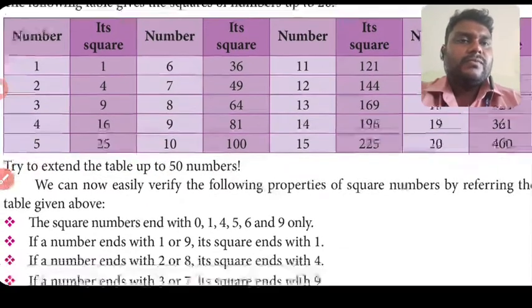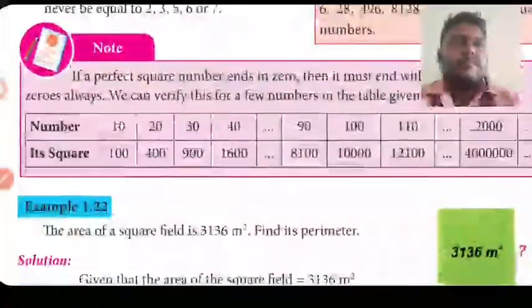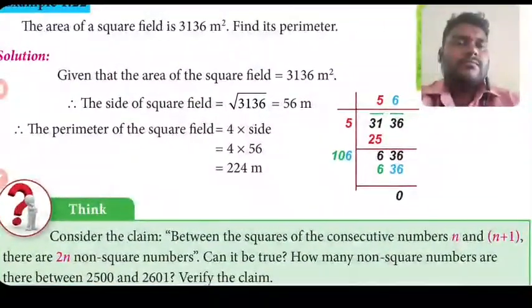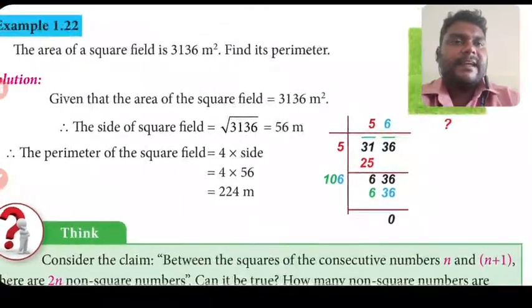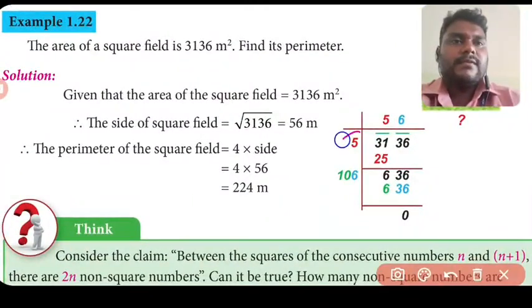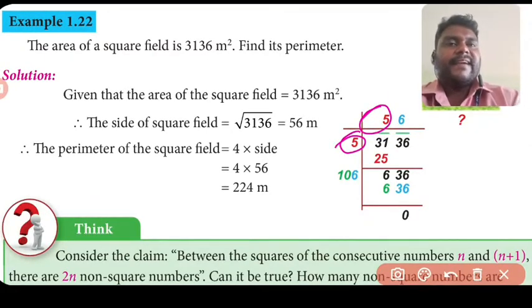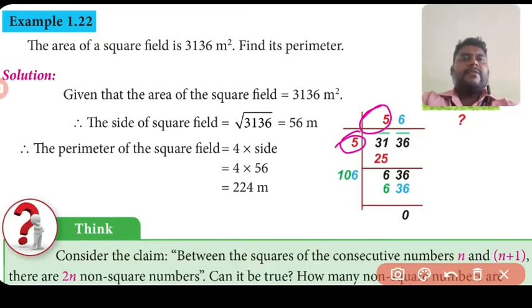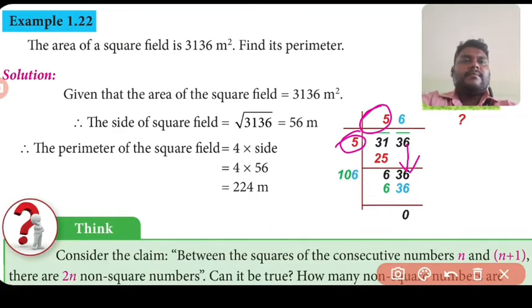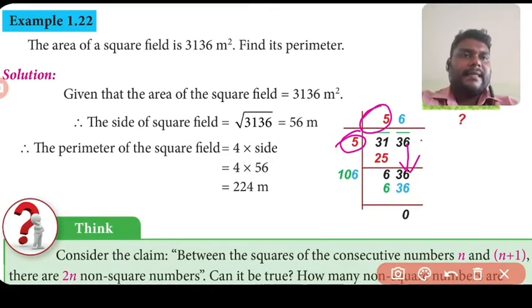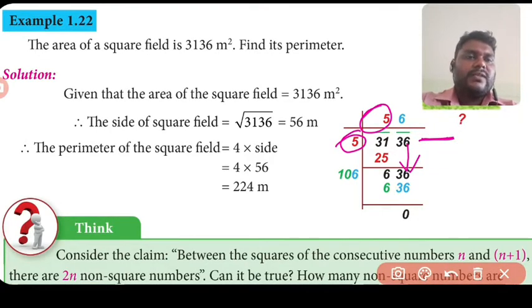5 fives, I write here 5. So 5 fives are 25. Subtract 25 from 31, we get 6. So I bring down the remaining numbers, so it becomes 636. There is no other number after that, so this is the last number.